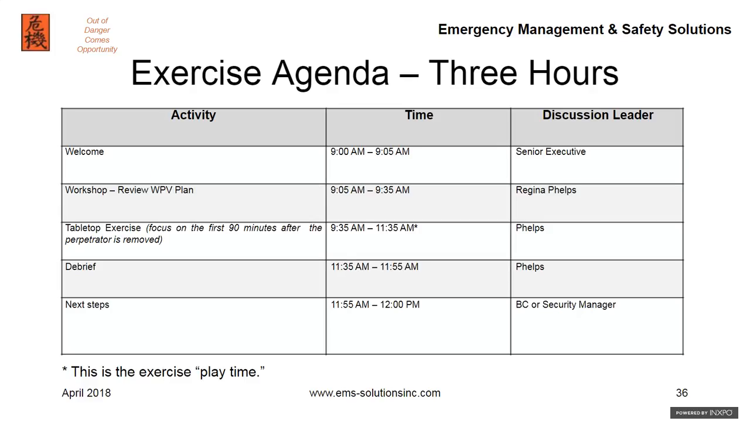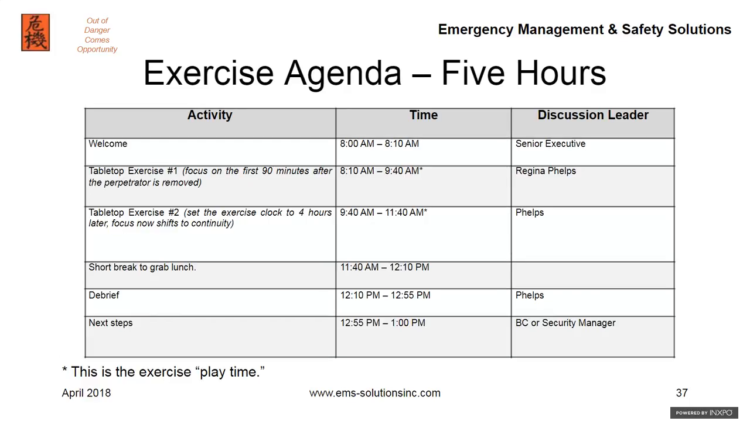If you have a little bit more time for a 3-hour exercise, I would, first of all, if you have time, really review your workplace violence program so people know what you have in place. Then do the exercise and then a debrief and the next steps.